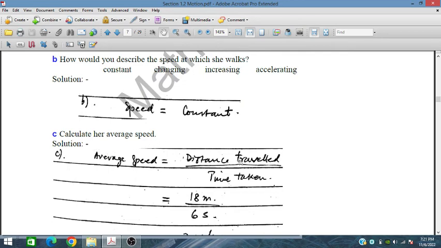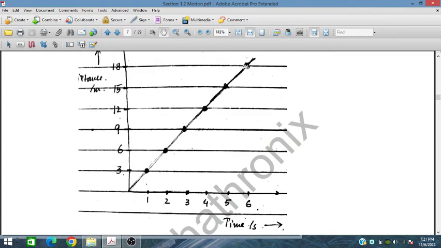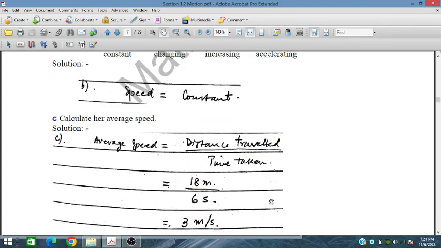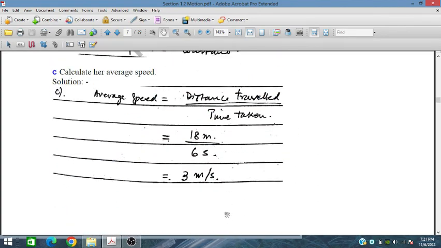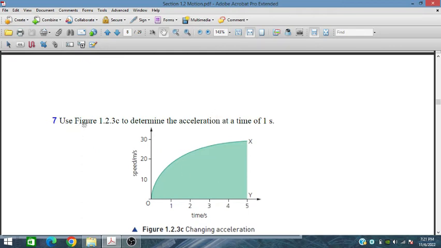Calculate her average speed. Her average speed is distance traveled divided by time taken. So she traveled 18 meters and the time taken is 6 seconds. So 18 meters divided by 6 seconds is 3 meters per second. And now use this figure to determine the acceleration at a time of 1 second.